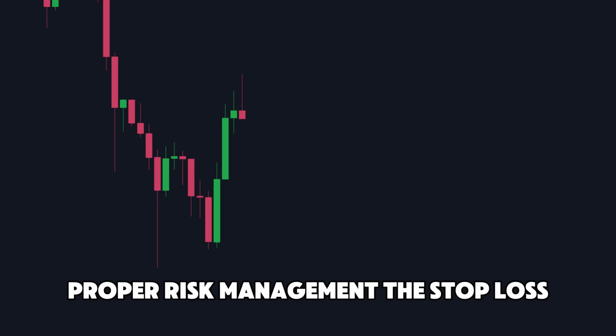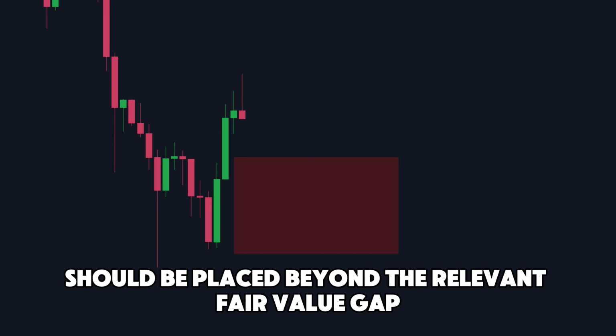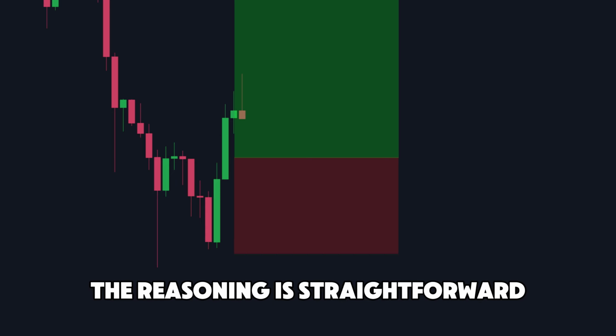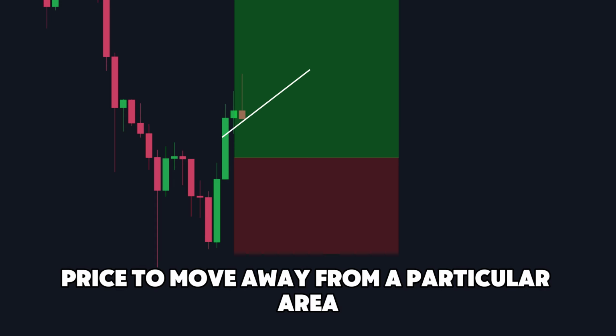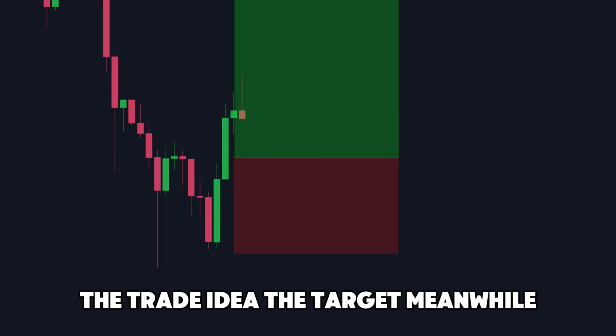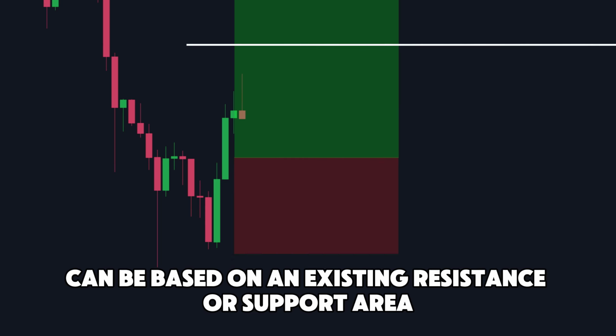For proper risk management, the stop loss should be placed beyond the relevant fair value gap. Your target should be at a previous key level. The reasoning is straightforward. If you're expecting price to move away from a particular area, a move decisively beyond that area can challenge the trade idea. The target, meanwhile, can be based on an existing resistance or support area.